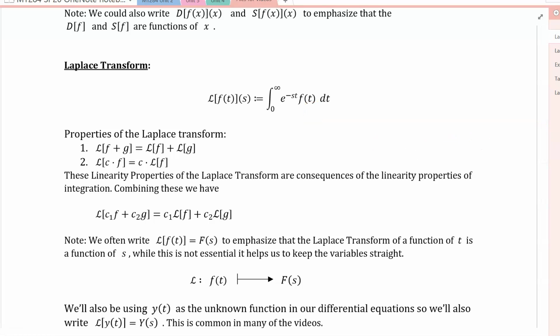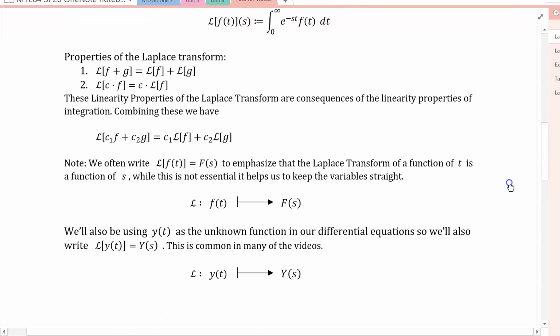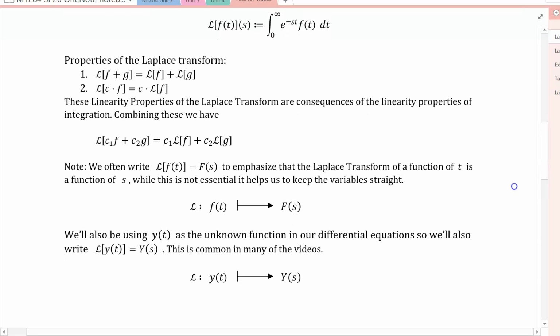Just notice that the Laplace transform of a function of t yields us a function of s, and we write that as indicated down here at the bottom. It transforms a function little f of t to something we like to refer to as big F of s, or if we're talking about y, a little y of t a lot of times is going to be the unknown for our differential equations. Then we would write the Laplace transform of little y is equal to big Y, and we can view it this way here as well.